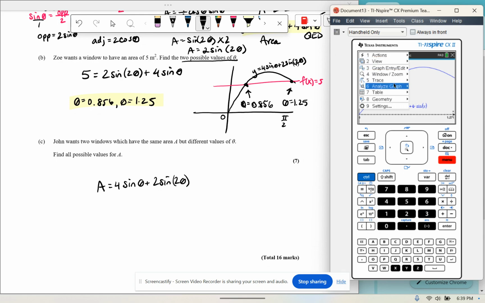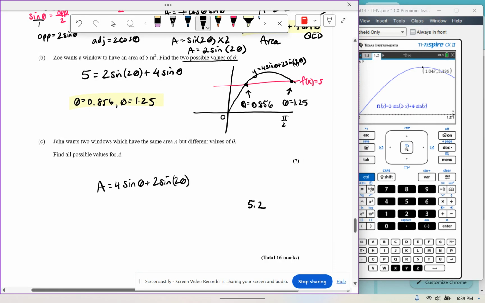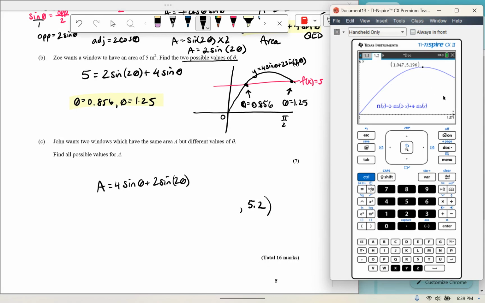So let's find the maximum of this thing. Okay, so it looks like it's happening at about 5.2. We are not including 5.2 though, because at 5.2 there is only one solution. And then let's find the first part where this guy starts having two solutions. That's going to be this point right here. I'm not quite sure how I'm going to find that. Let's do the table. Control T. Let's ask the table. We're going to change it from auto to ask. Okay, and we're going to ask it what's happening at pi over 2.